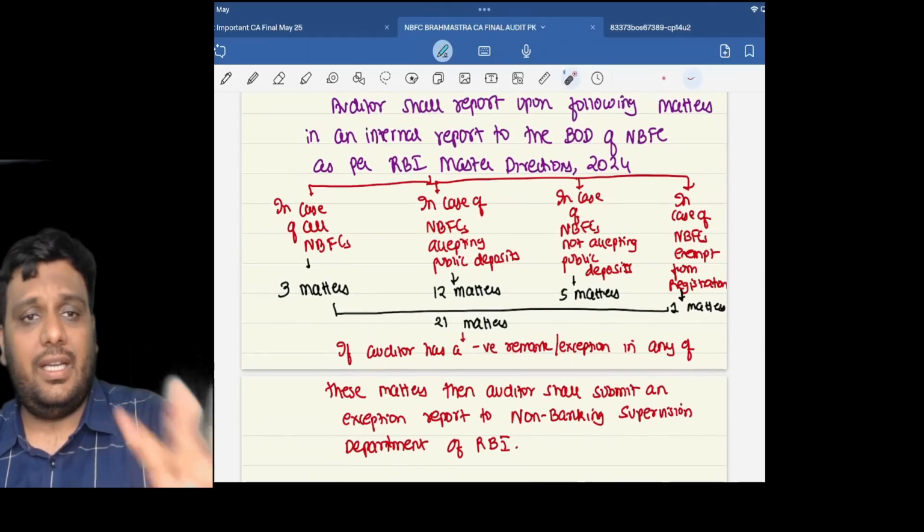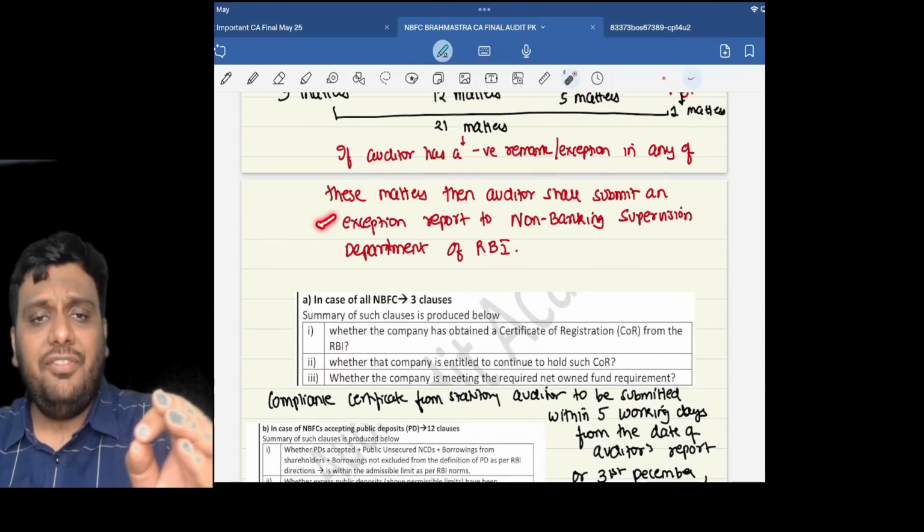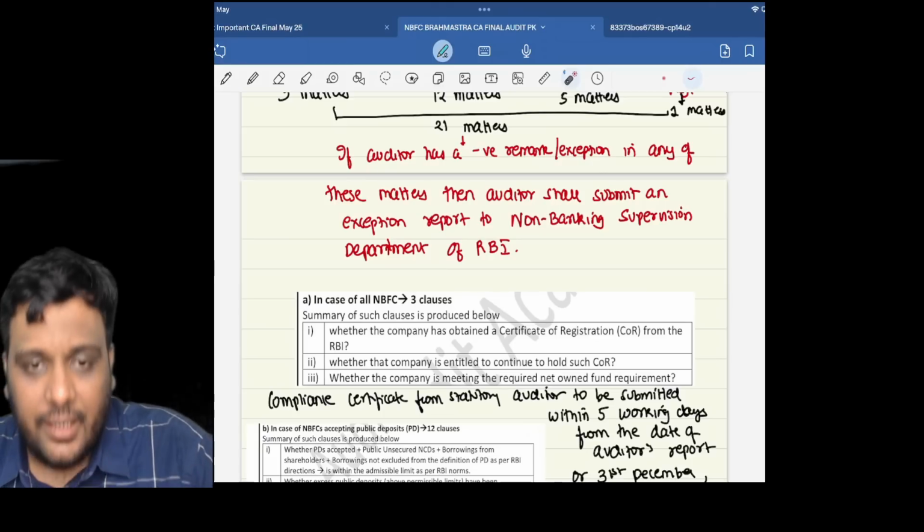My notes are also very clear. The concept is also very clear. Just that this you should remember: if there is a negative mark, it needs to be reported to RBI.